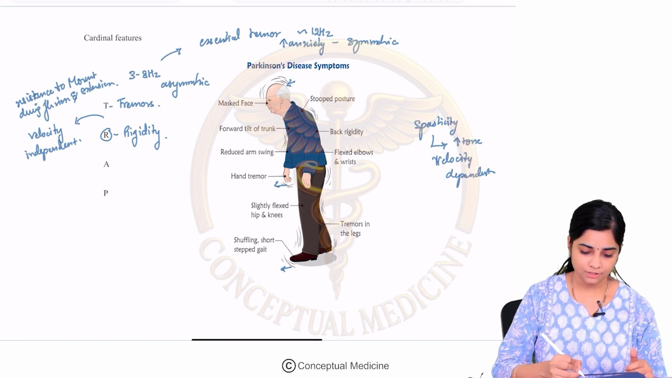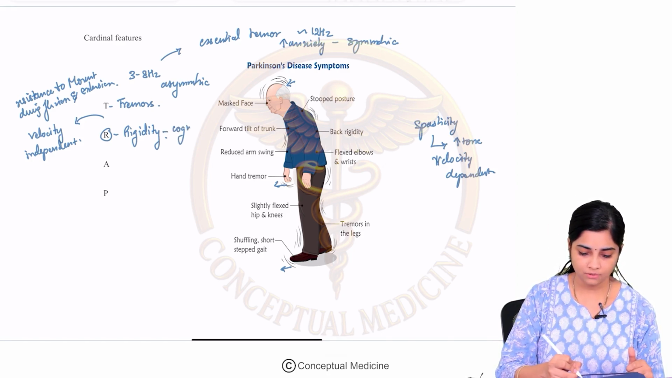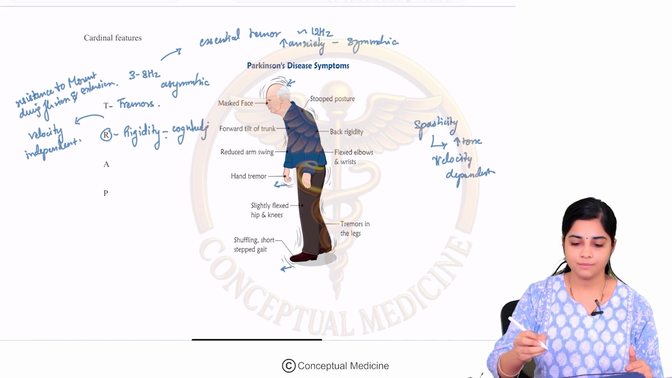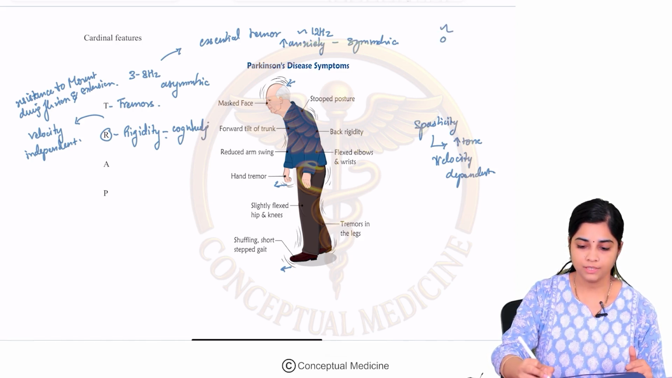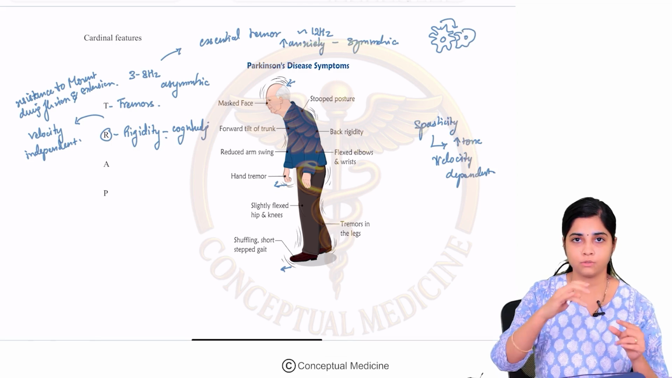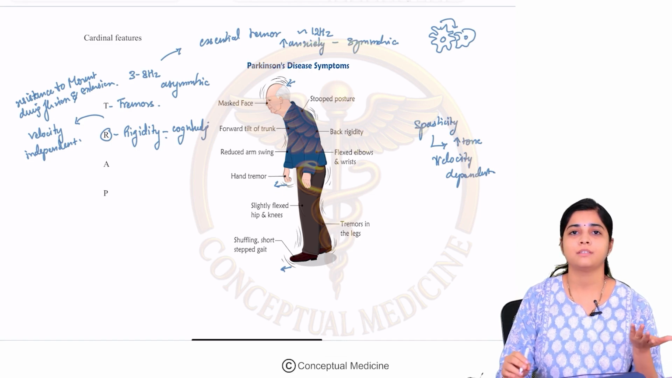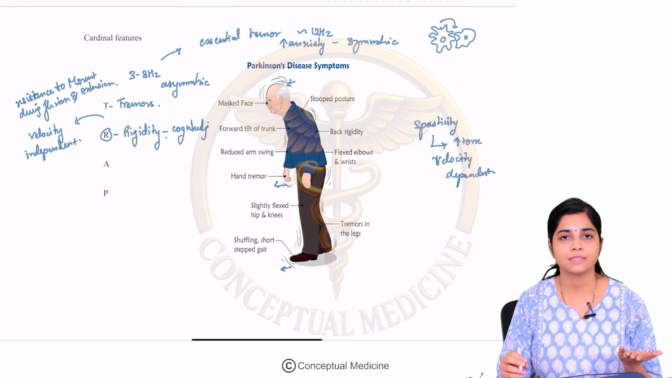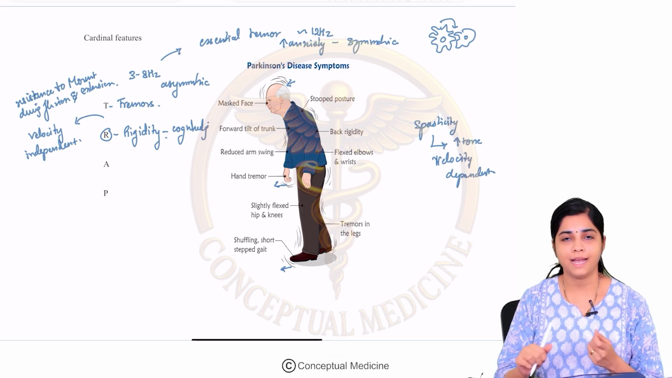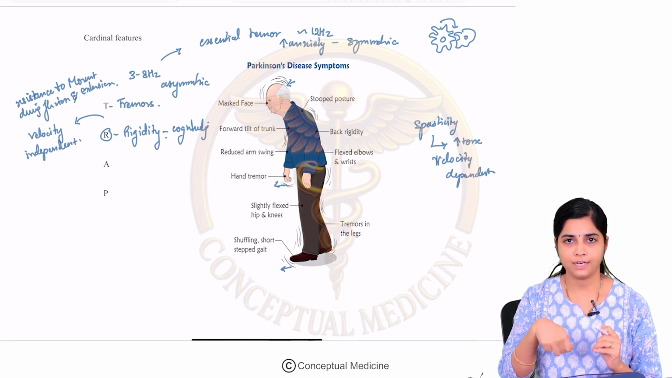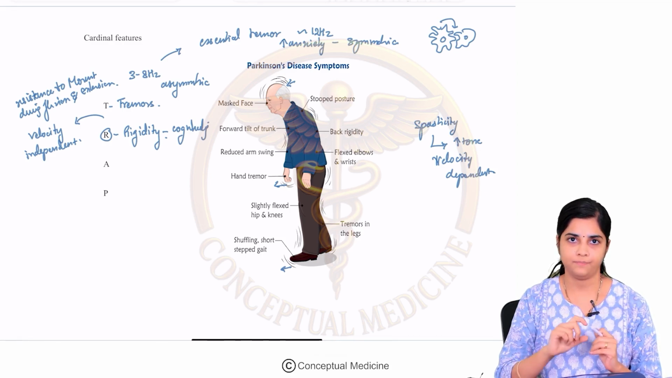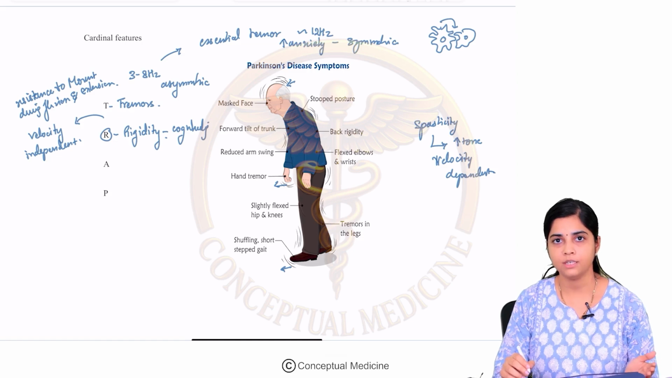Another feature along with the rigidity is something called cogwheeling. What is the meaning of a cogwheel? A cogwheel is something like this. The old clocks used to have it, and when it moves, it goes and fixes into another one, so it moves slowly like this. So how do you demonstrate this cogwheeling type of rigidity in Parkinson's disease patients? You take the patient's hand and you rotate it like this. Because of the rigidity, it will be in a cogwheeling fashion. So cogwheeling is also another feature.